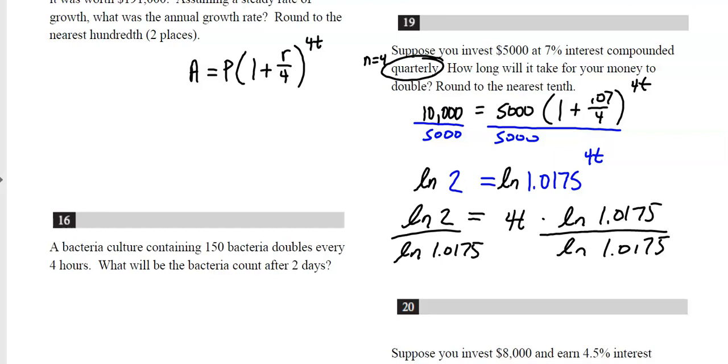And I ended up getting 39.95. That canceled out. I got the 4t, and then divide by 4, divide by 4, and I ended up getting 9.99 years.